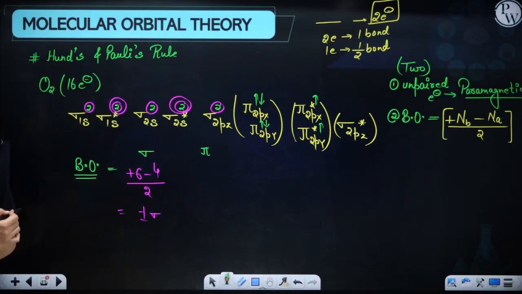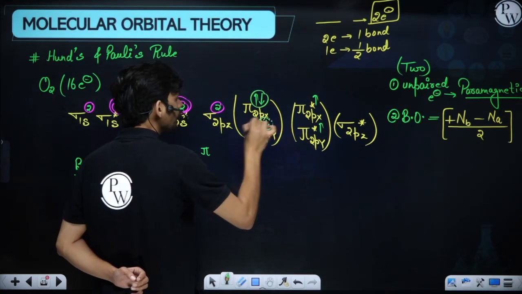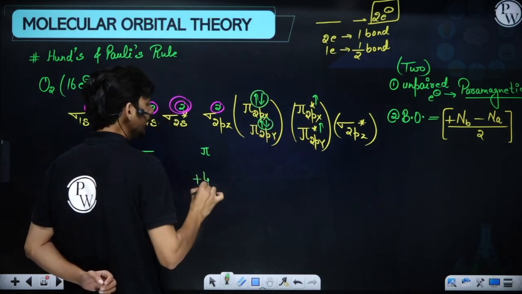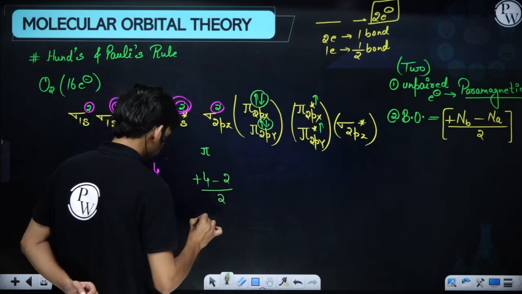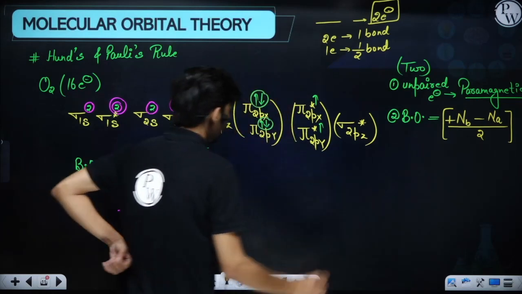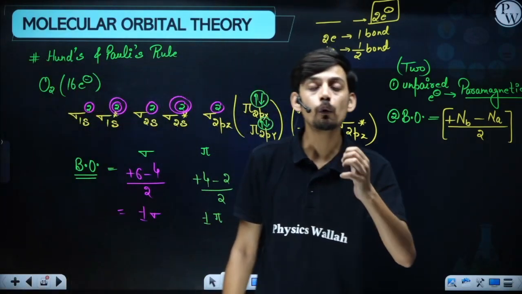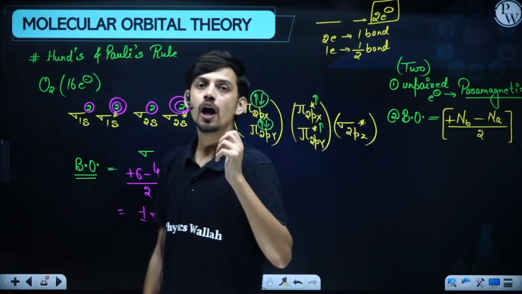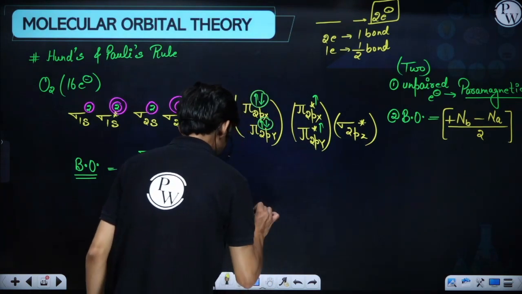A similar concept can be applied for the pi bond. If you see here, 2 and 2, we are having a total of 4 bonding electrons and 2 anti-bonding electrons. So for the pi bond, we will also get 1 pi bond. That is, the oxygen molecule is having 1 sigma and 1 pi bond, a total of 2 bonds. So we can say for oxygen, the bond order is 2.